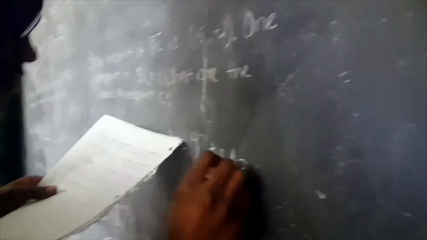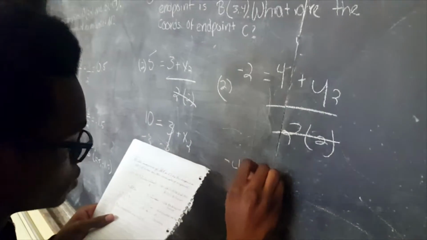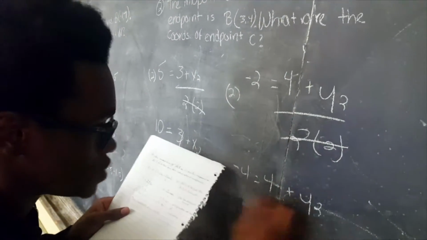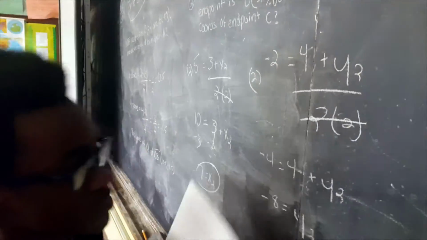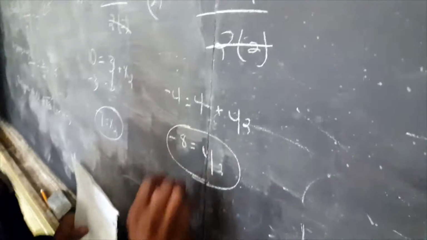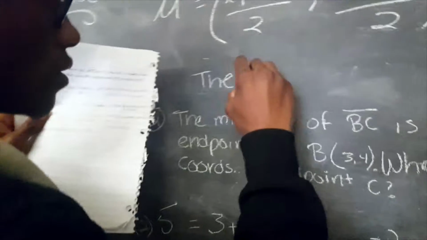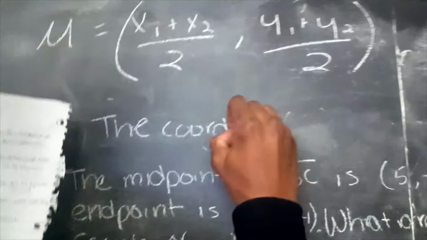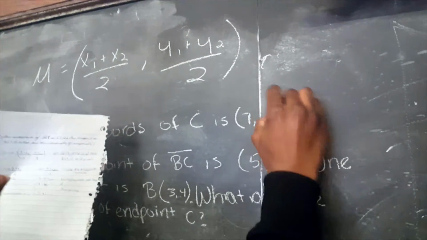And now for the y coordinate, you will have -2 equals 4 plus y2 all over 2. Again, basic math. That gives you -4 equals 4 plus y2. And when you simplify that, you'll have the second y coordinate being -8. And now when you're finished, the coordinates of the endpoint would be (7, -8).